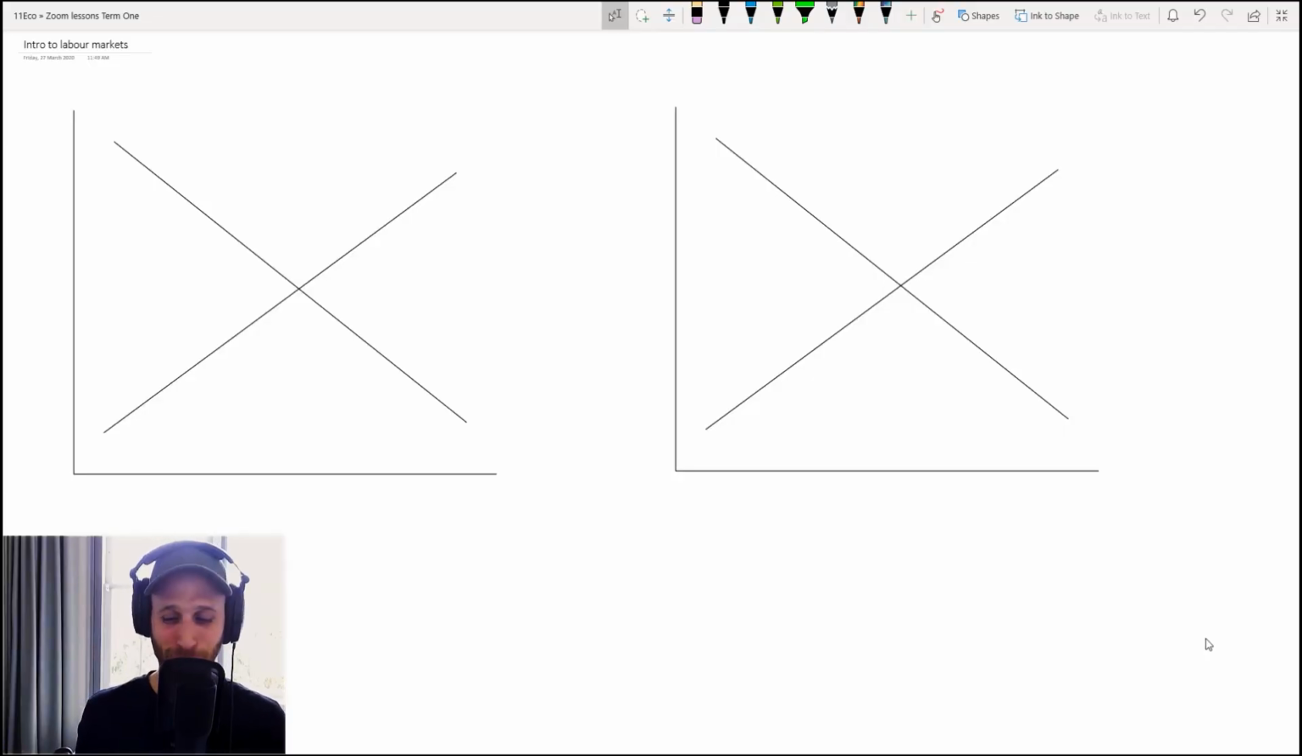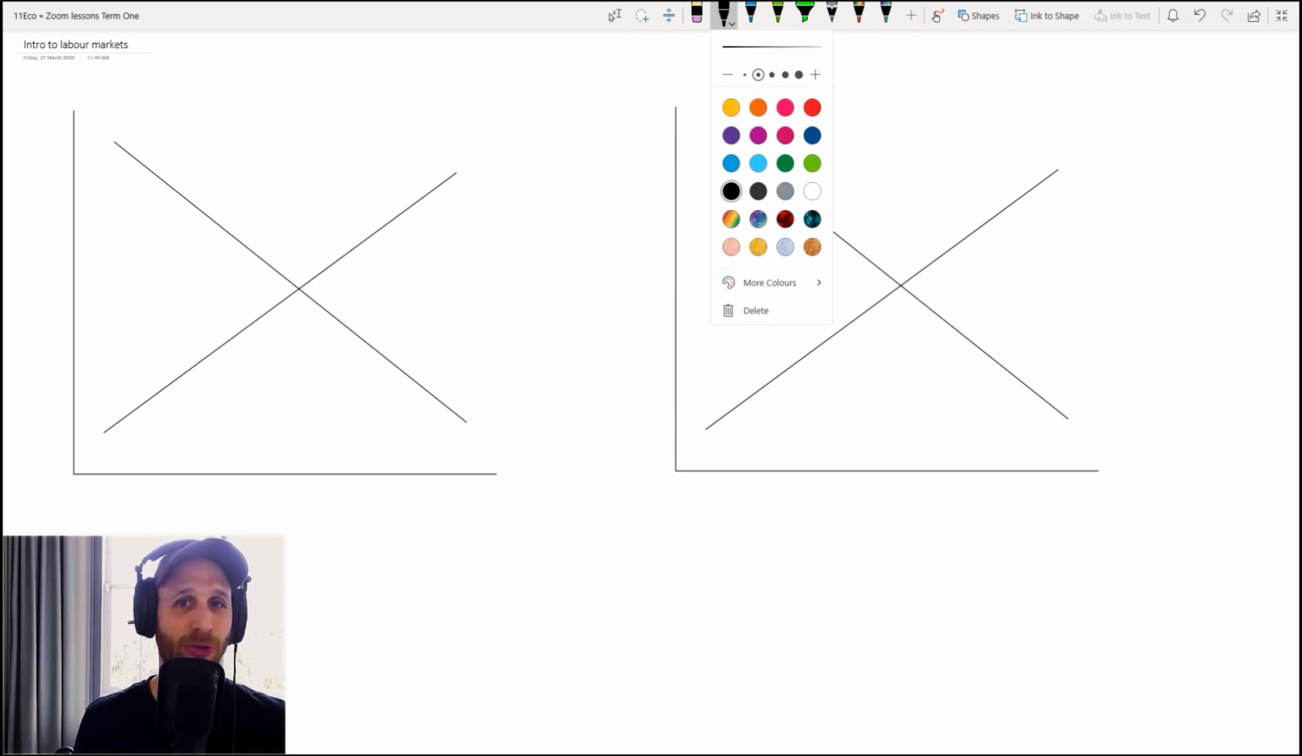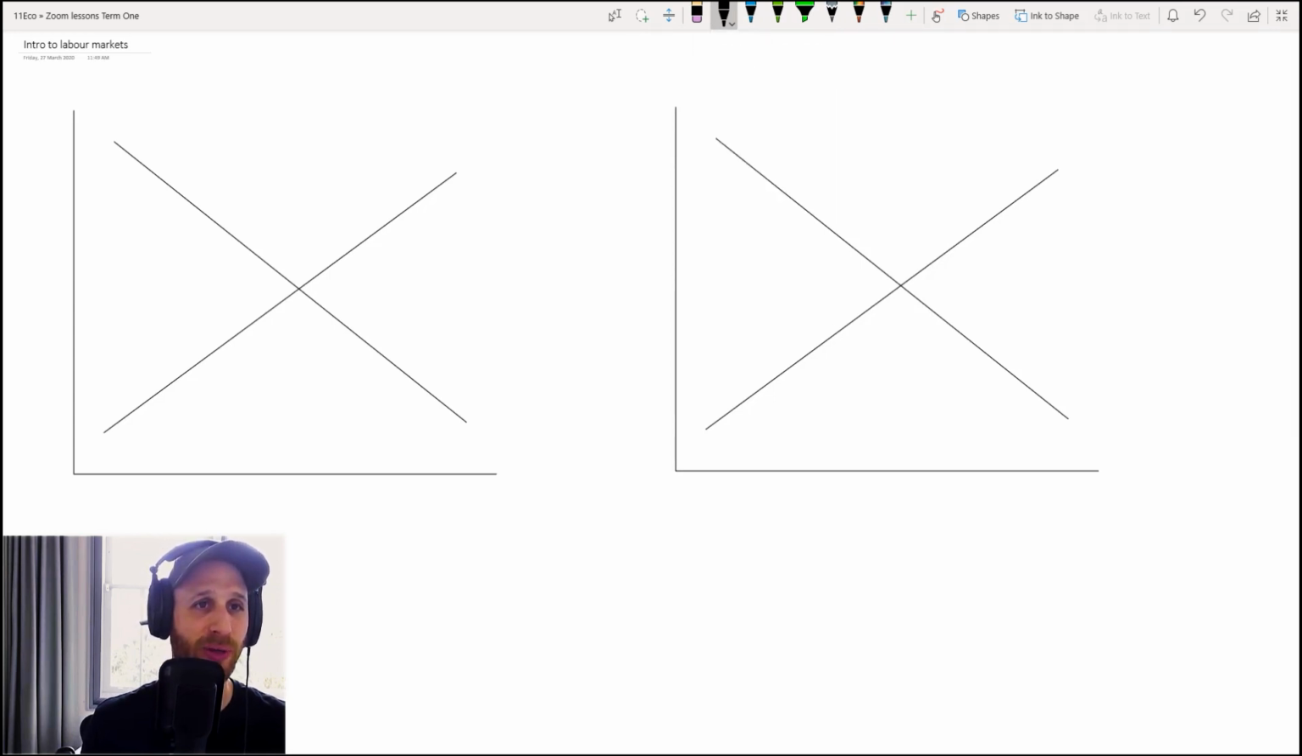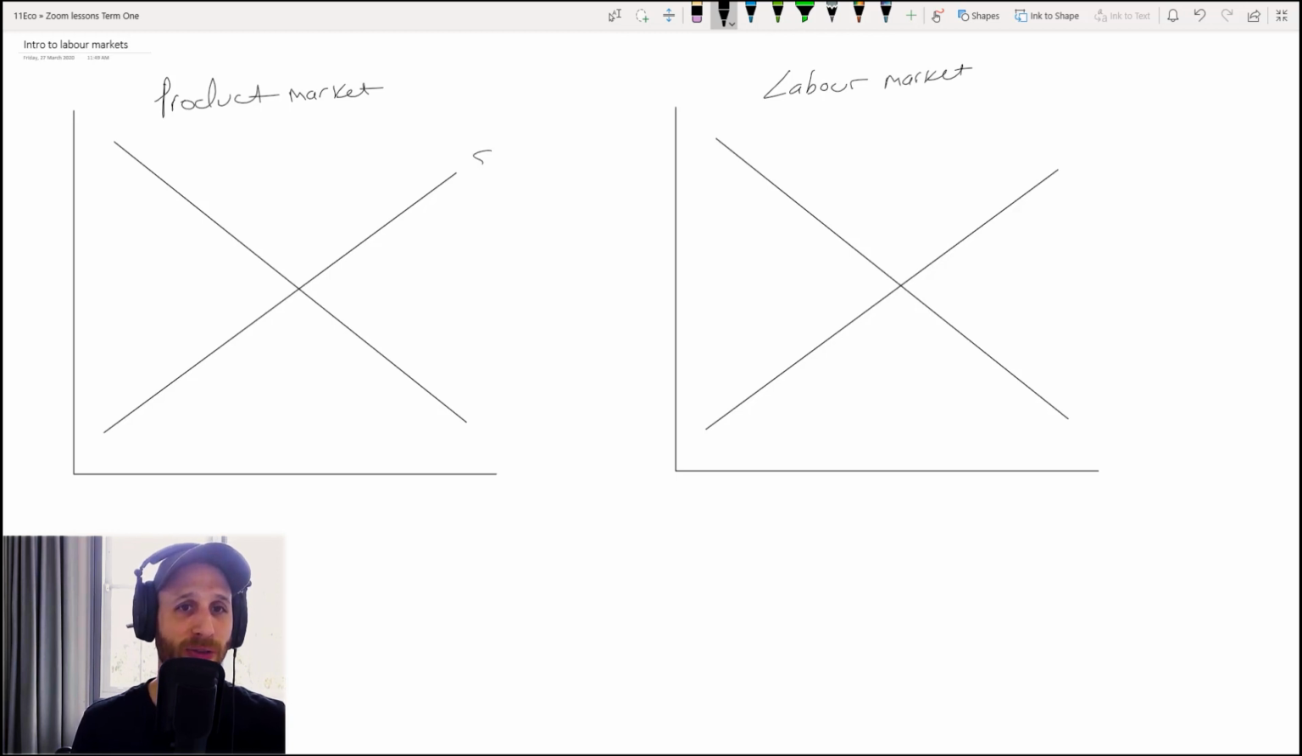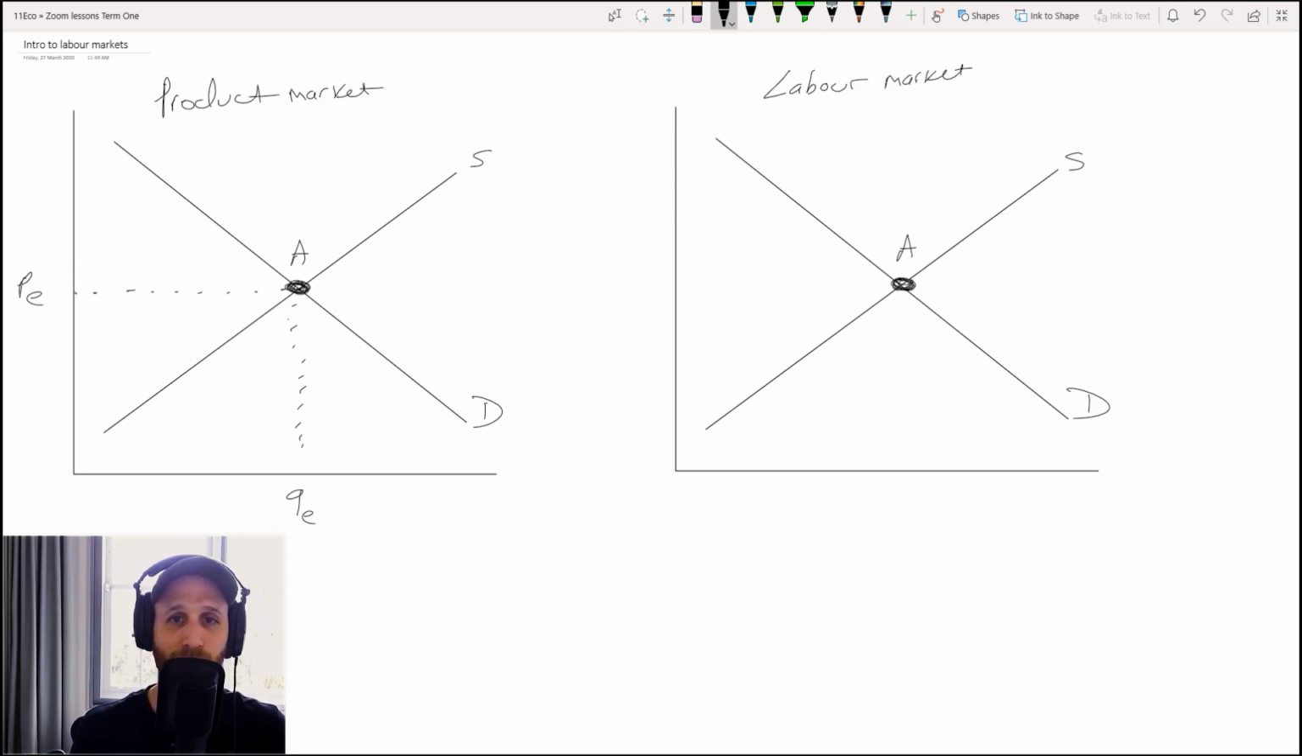Okay, so what we've got is two outlines for market equilibrium. What I want to do is compare a product market and the labour market just to show you how they differ. So on the left-hand side, we'll say this will be the product market, and then over here, we'll have the labour market. In both markets, this still represents supply, that still represents demand, all of that stuff is the same. And then we can also label the points as still market equilibrium, but I'm just going to hold off on one thing here.